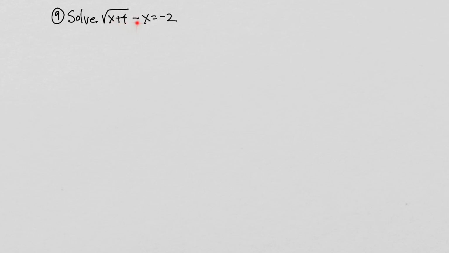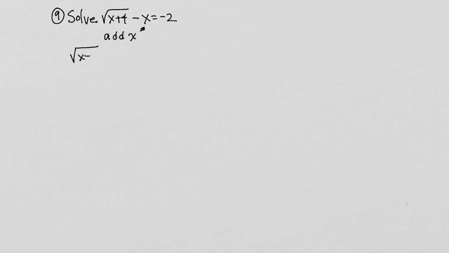In 9, we've got an equation involving a radical, and the way we're going to handle this is we're going to isolate this radical. That is, to get it on one side by itself, everything else on the other side. So let's start by isolating this. We can get rid of this minus x if we add x. So our plan is going to be to add x, right? And that'll give us this.